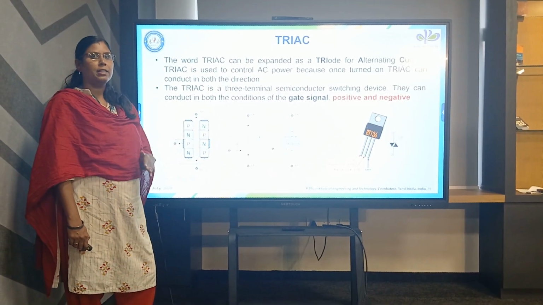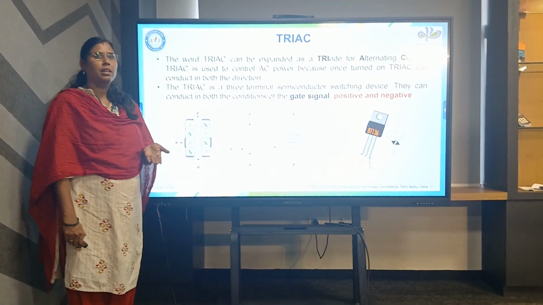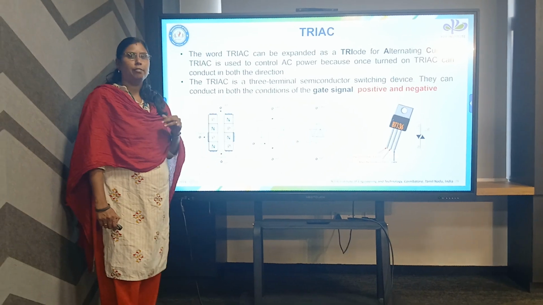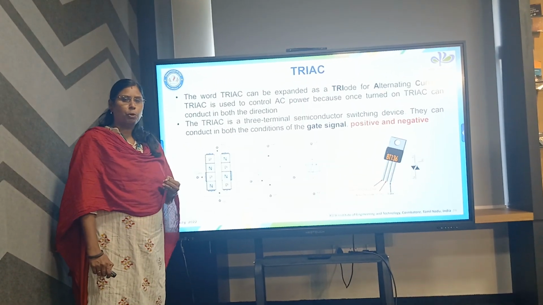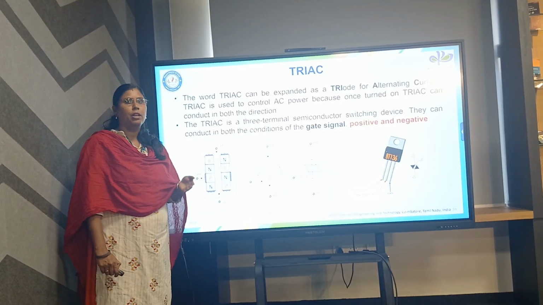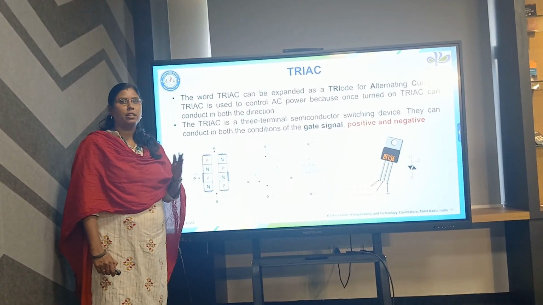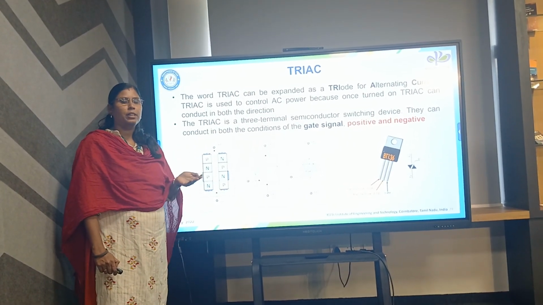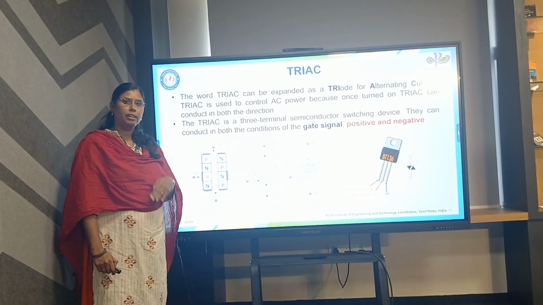The SCR disadvantage is that it has three modes of operation: forward blocking, reverse blocking and forward conduction. And SCR is a unidirectional device. To overcome this disadvantage, we go for a TRIAC. TRIAC is a bidirectional, current control device.